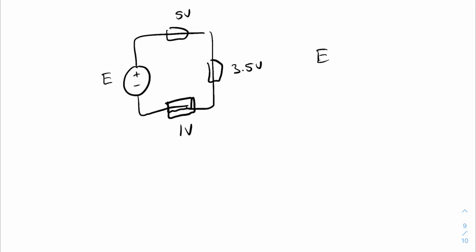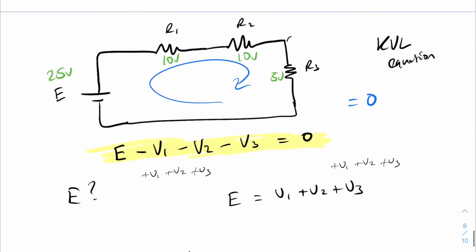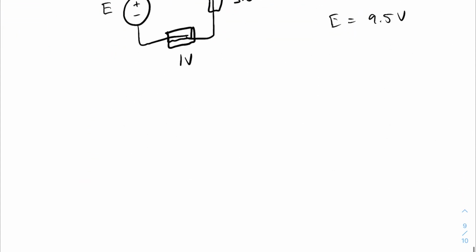Well, E is just equal to 5 volts plus 3.5 volts plus 1 volt. So E is equal to 9.5 volts, right? If you've done this before, this should be fairly basic, and hopefully I'm just reminding you. If you're still struggling with that, then just practice. Practice makes perfect, as they say.